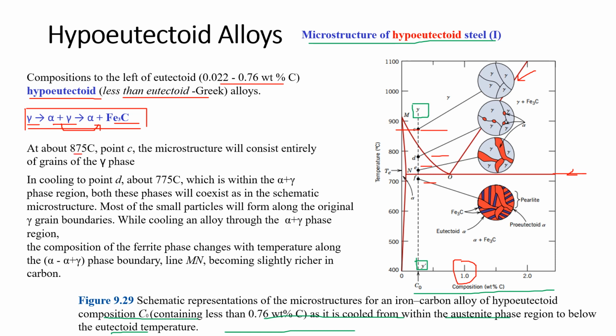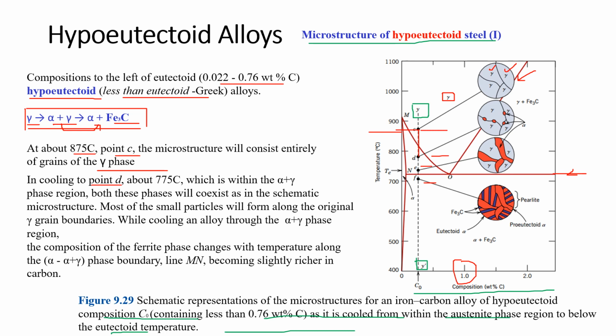At about 875 degrees centigrade, point C is this one. At point C, the microstructure will consist entirely of grains of gamma phase. These are the gamma phase regions, which we call the austenite region. In the diagram, this is the gamma phase region. Then we cool further from point C to D.